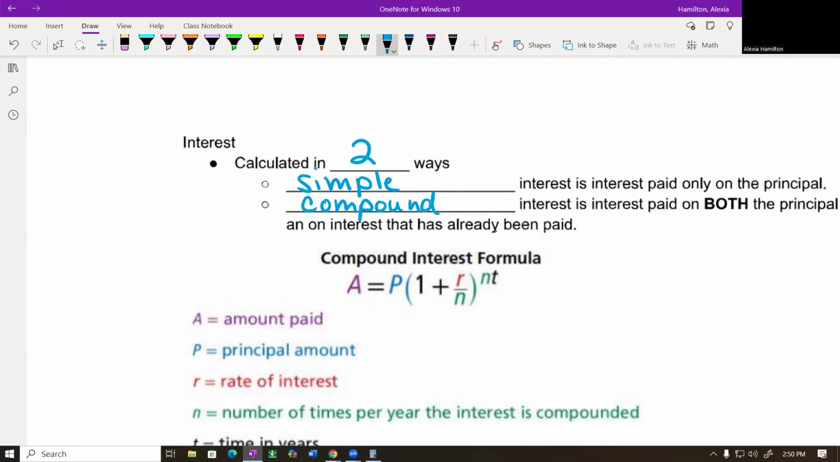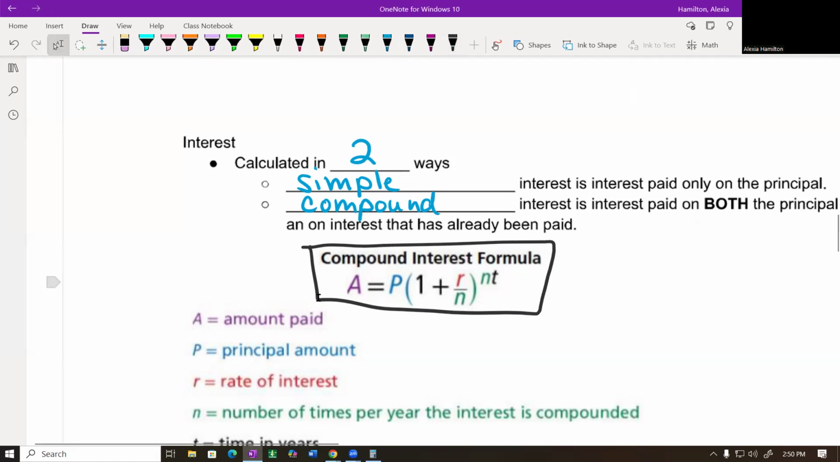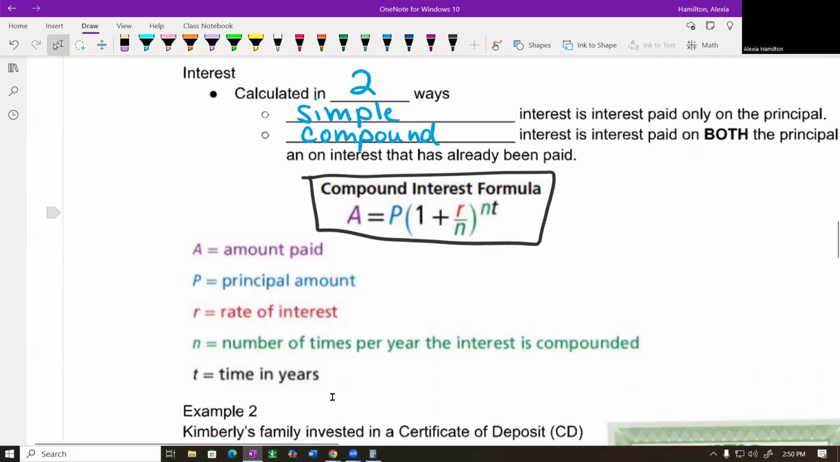Okay, so then we have this gigantic formula. And I will tell you, there is a problem on your test that uses this formula. You will not have to memorize the formula. We give you the formula. We give you what all of the variables represent. But I'm going to talk about it.